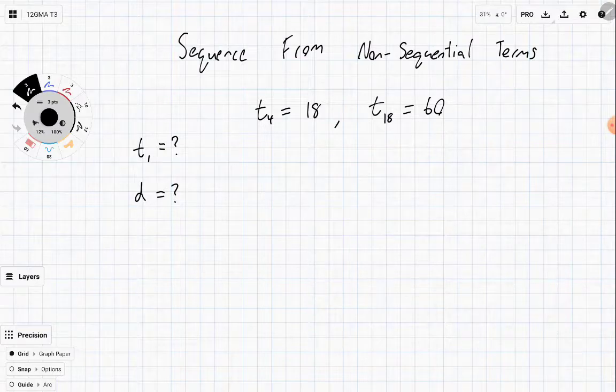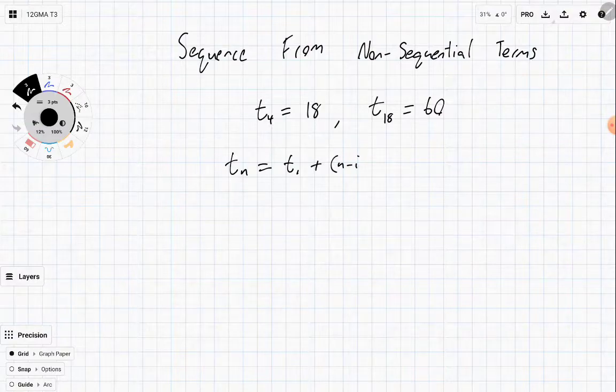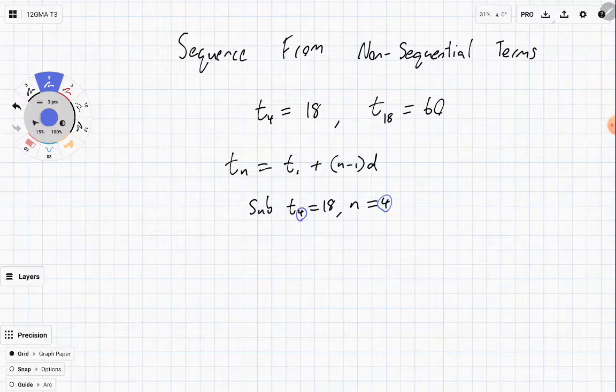So the major way that we go through and do this is we use simultaneous equations, which we've done before, but this is going to be a really good point for a bit of revision on this matter. So the big key use is that we're going to be using the Tn equals T1 plus (n minus 1)d formula. And we're going to use it twice, once for each term in the sequence that we know. So for this one, we're going to sub in that T4 equals 18 and that n is equal to 4, right? We know that n equals 4 because that's what T4 means. The 4 there is literally n.